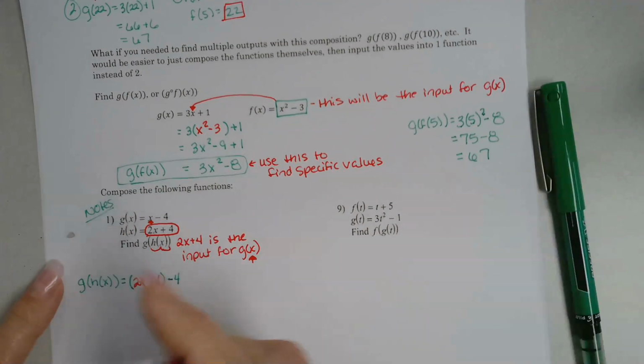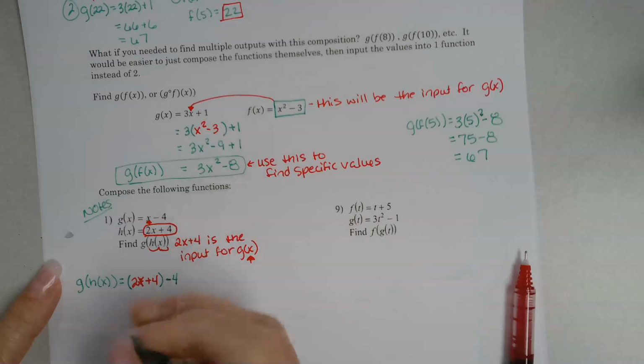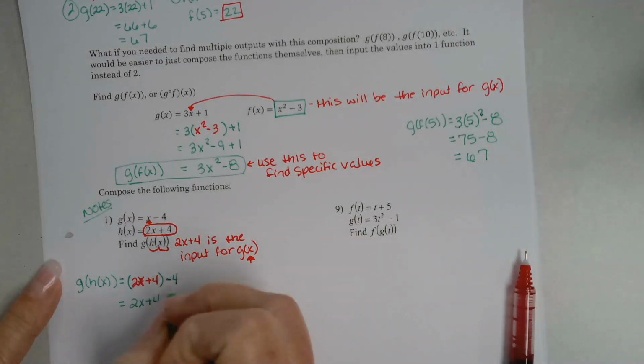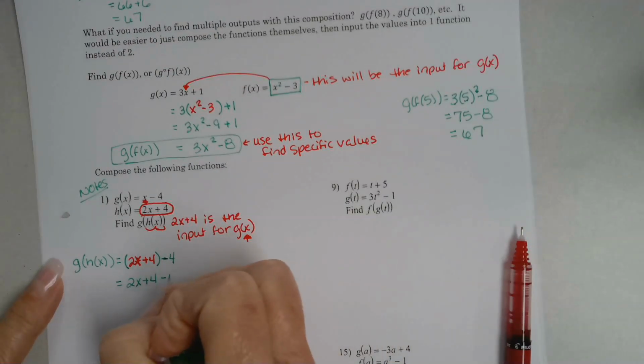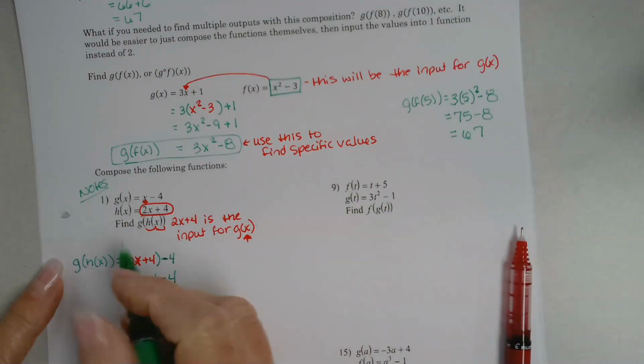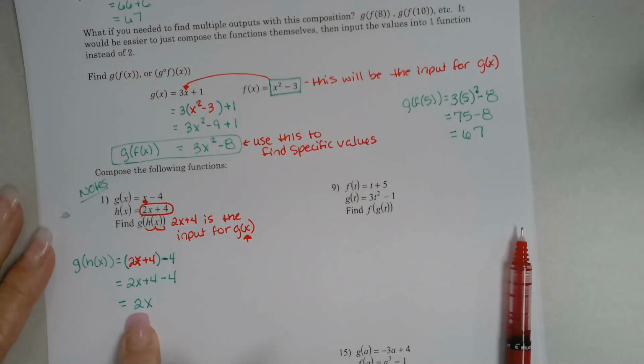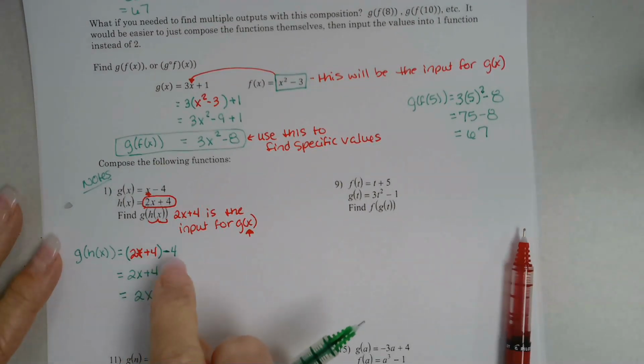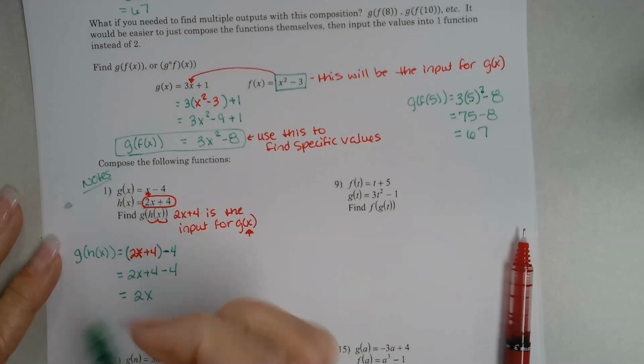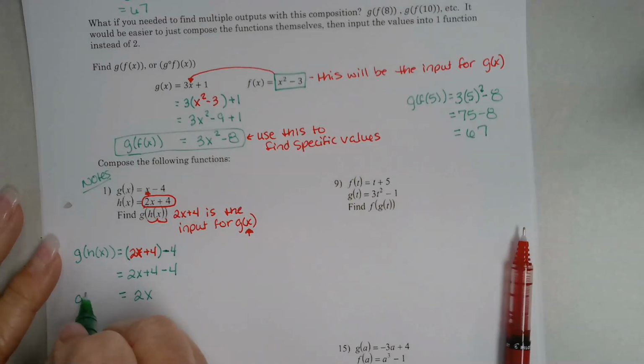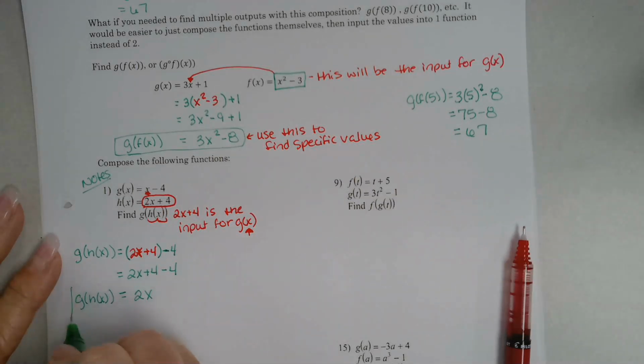All right. Then you can simplify that. You've got 2x plus 4. We don't distribute because this is a separate term. We're subtracting 4, and those 4's will cancel, so you'll end up with the result of just 2x. So 2x is the result of composing these two functions together. So g of h of x is equal to 2x.